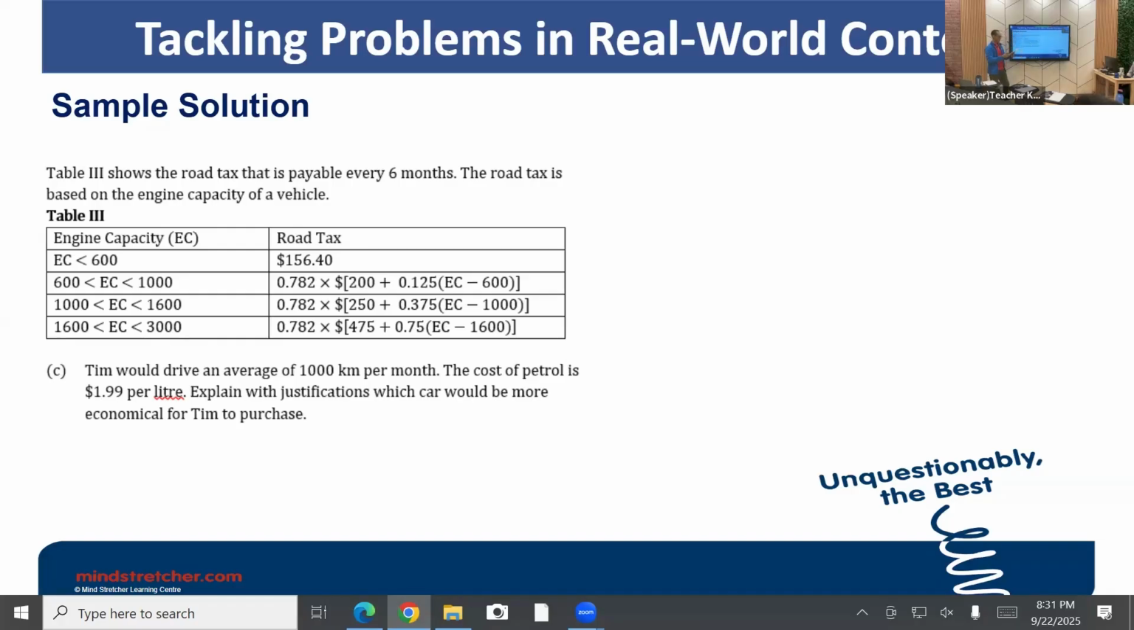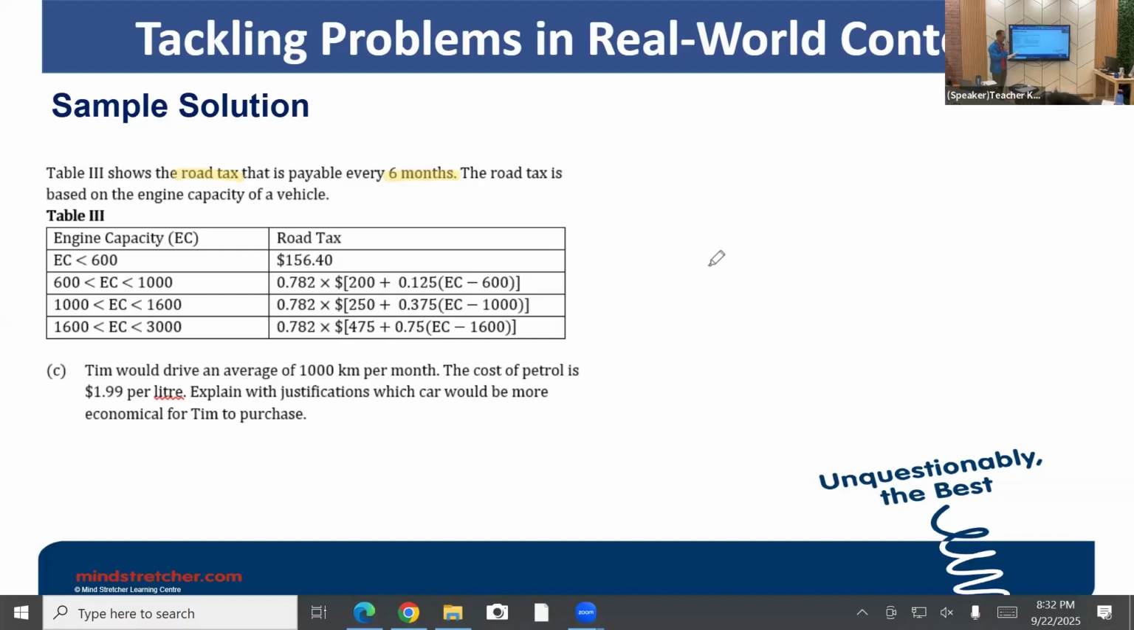So how would you consider doing this? That's why we have to read carefully. First of all, this table shows you the road tax that is payable every 6 months. Be careful of this, because if you overlook it, you will end up calculating wrongly. This table is just for the 6 months, right? But how long is he going to own the car? Remember the earlier part; you can flip back to the question. How long is he intending to own the car? Correct, he's only intending to own the car for 5 years.